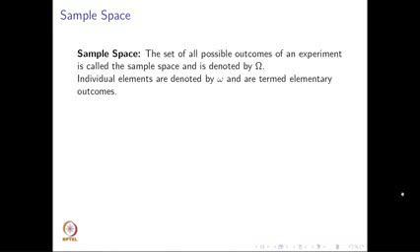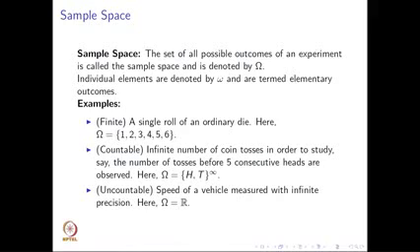Okay, to start this tutorial, we'll look at the definitions of some of the fundamental concepts. The first one to consider is that of the sample space. The set of all possible outcomes of an experiment is called the sample space and is denoted by capital Omega. Individual elements are denoted by small omega and are termed elementary outcomes. Let's consider some examples. In the first example, the experiment consists of rolling an ordinary die. The sample space here is the set of numbers between 1 and 6. Each individual element here represents one of the 6 possible outcomes of rolling a die. Note that in this example, the sample space is finite.